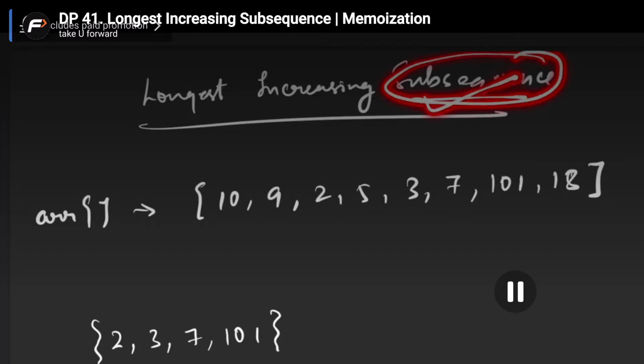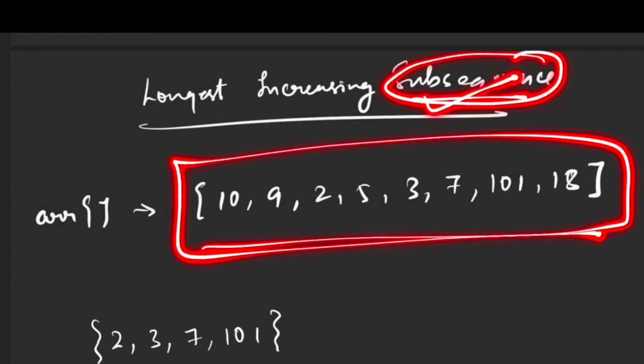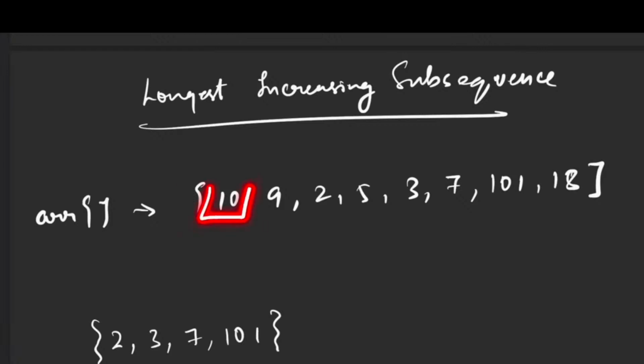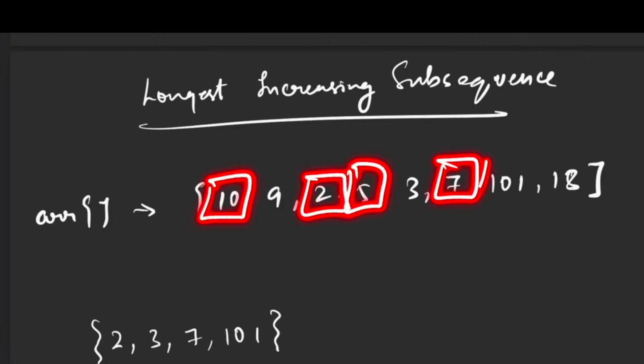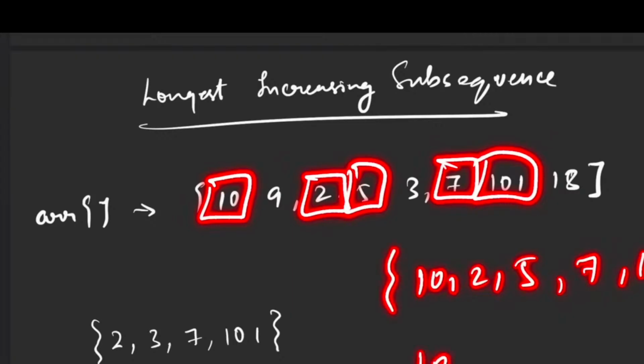All of you know the definition of a subsequence. If I give you an array of n numbers, any contiguous or non-contiguous, like you can pick up 10, you can pick up 2, then you can pick up 5, then 7, then 101. If I write this, this is a subsequence. But if you write something like this, it is not a subsequence. Why? 5 and 2 have swapped places, thereby it's not a subsequence.